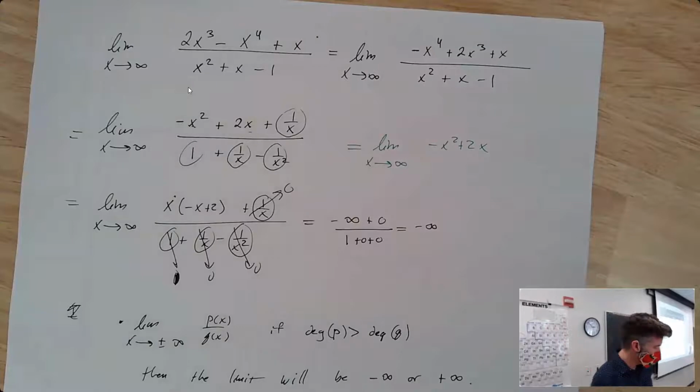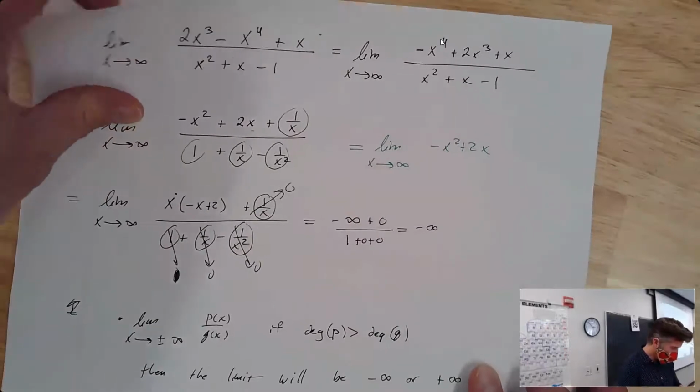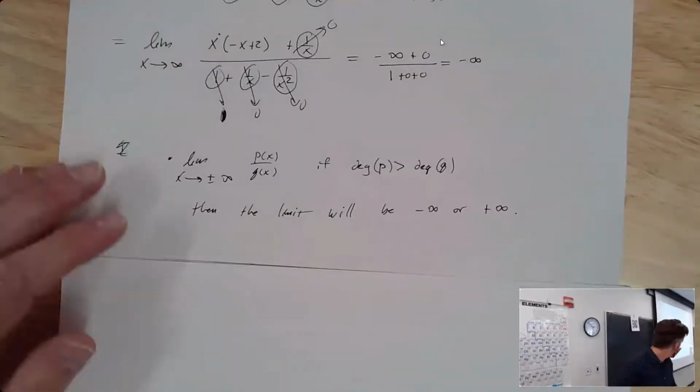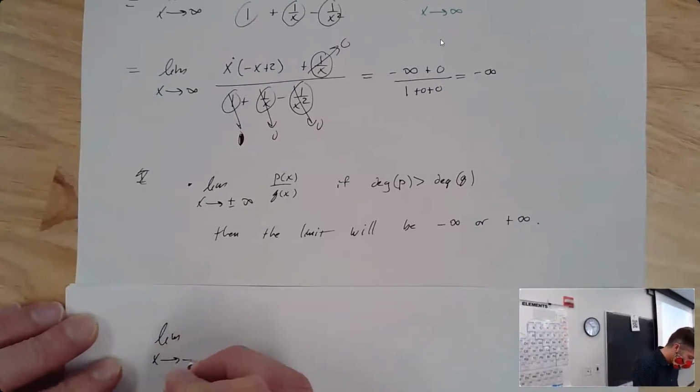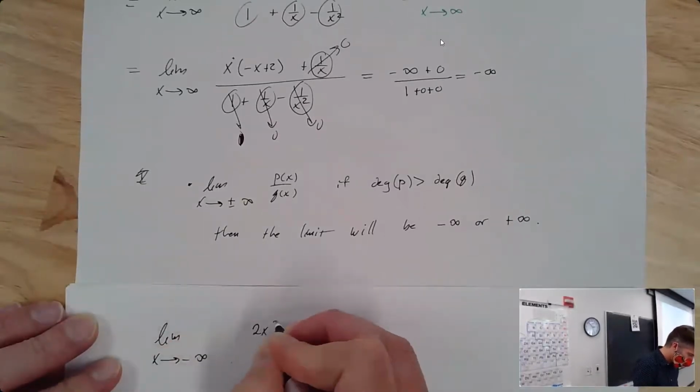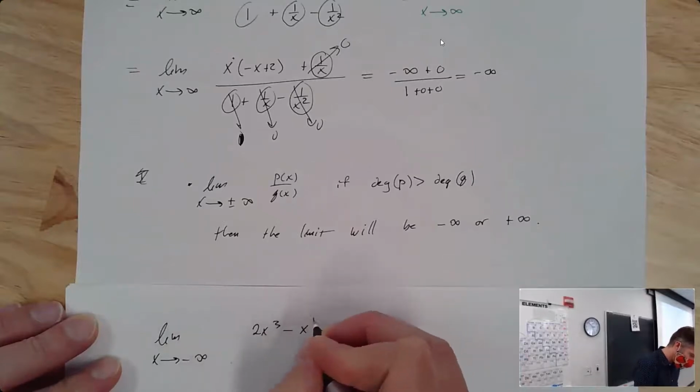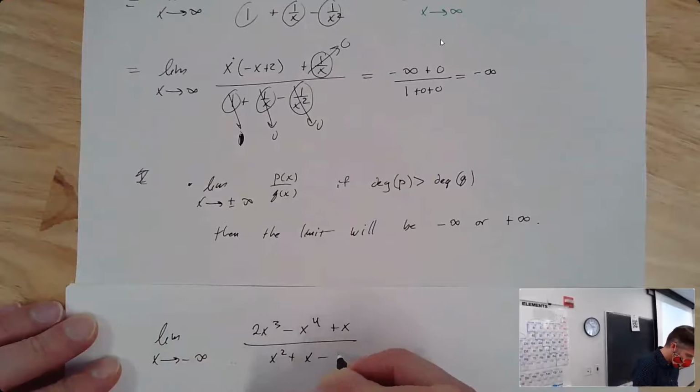So it is also true for this problem that if you were asked the limit as x goes to negative infinity of 2x cubed minus, sorry, I should write it the other way, minus x to the fourth plus x over x squared plus x minus 1.